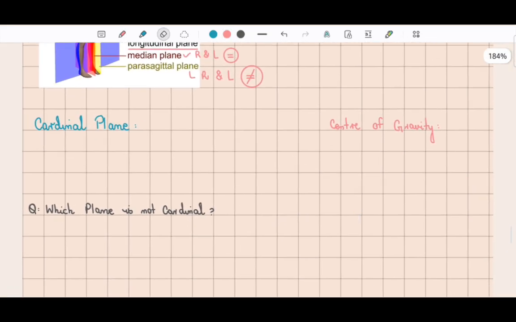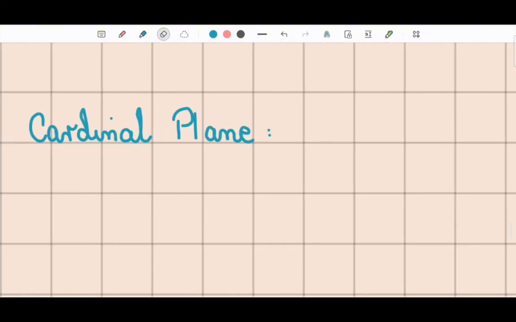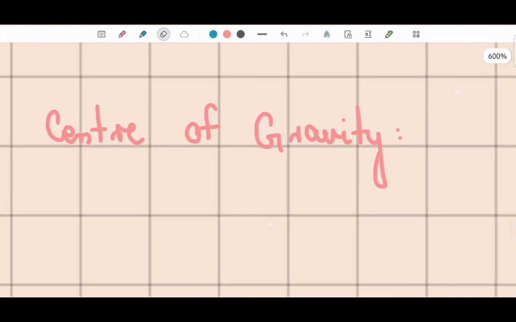So now the last part is basically the cardinal planes. Cardinal planes are those planes that pass through the center of your body, and the center of the body is the center of gravity. This center of mass is where all the mass of the body is concentrated and where the gravity action is maximum, means the force of gravity acting at that point is maximum. So that's your belly button, that is your navel, that's your center of mass or the center of gravity point in your body. And any plane which passes through that point is the cardinal plane.